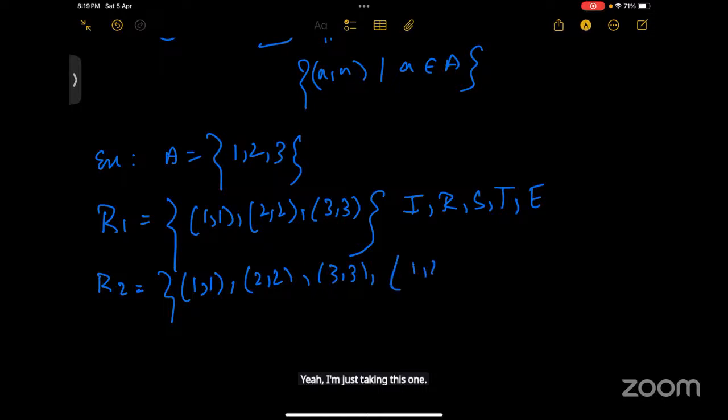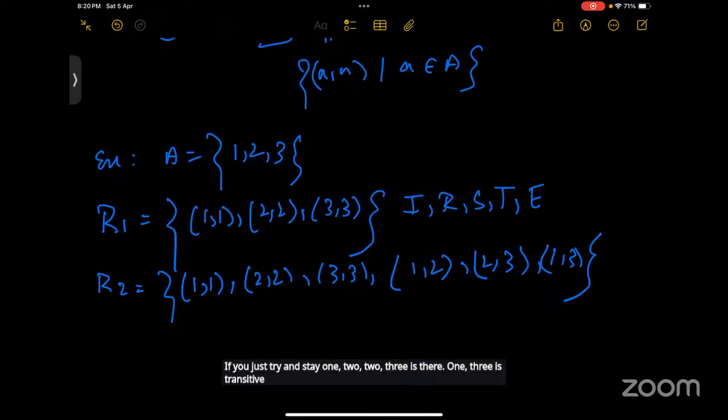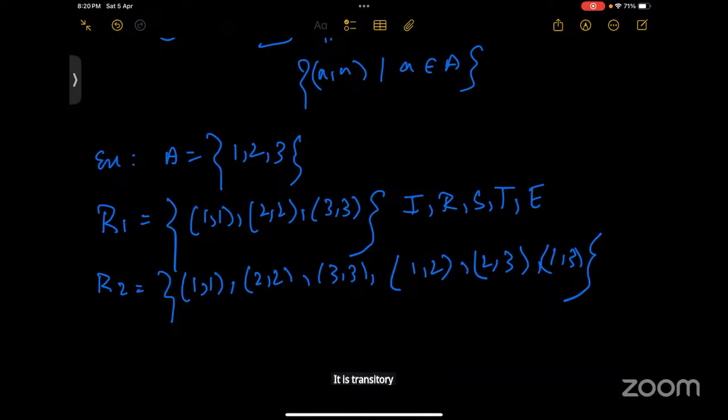Then suppose some relation on 1, 2, 3. What about this? Reflexive only. Okay. Reflexive, transitive. Reflexive, not symmetric, not transitive. Why not transitive? It is transitive. (1, 2), (2, 3) is there, (1, 3) is there. It is transitive and reflexive.